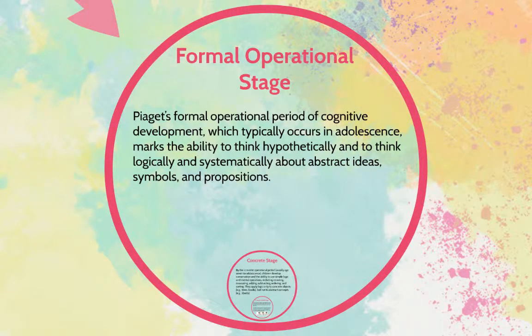Piaget's formal operational period of cognitive development, which typically occurs in adolescence, marks the ability to think hypothetically and to think logically and systematically about abstract ideas, symbols, and propositions. People who have not gone to school are less likely to exhibit formal operations. Even people with formal operations tend to use such reasoning only in their own domains and not in others.